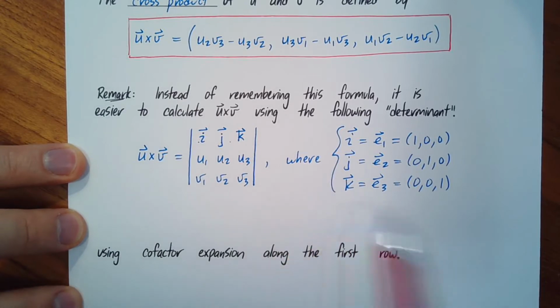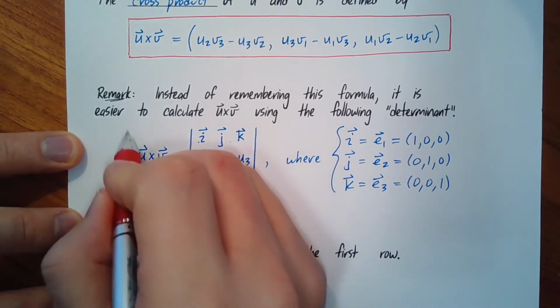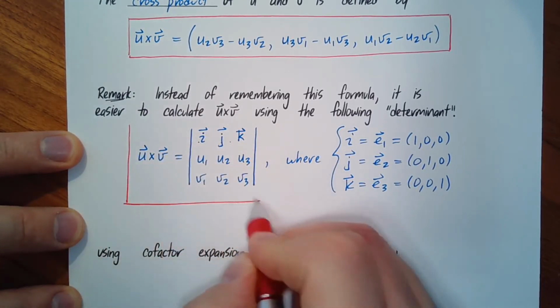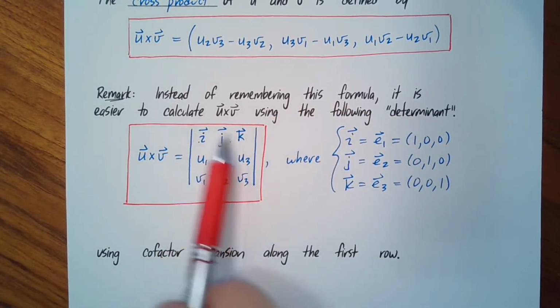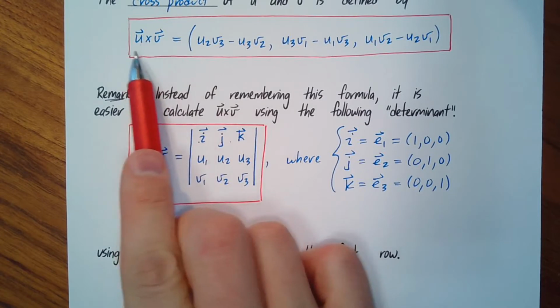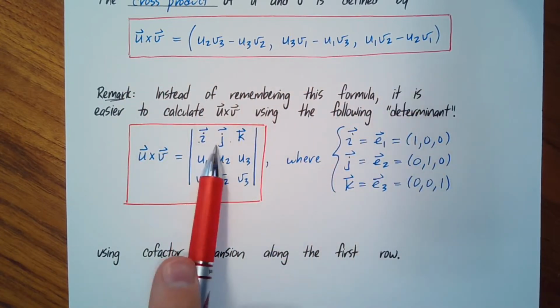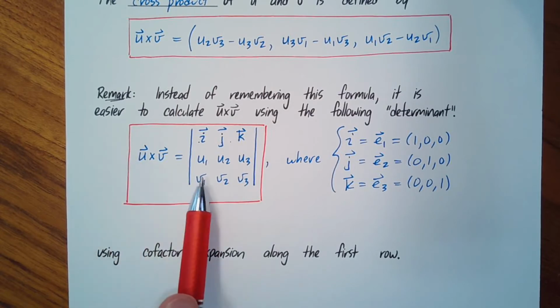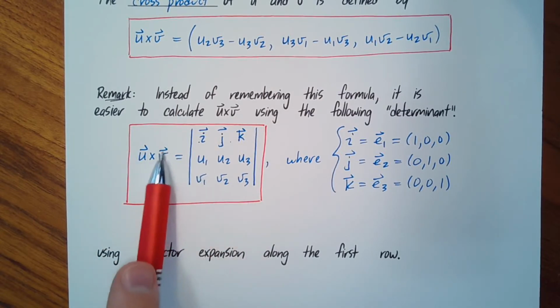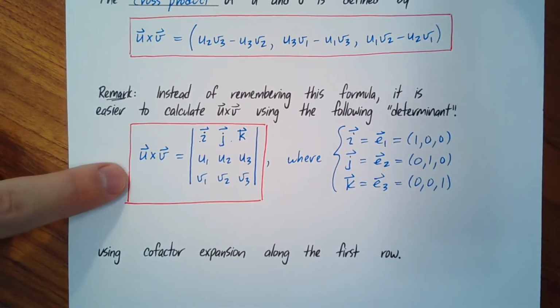i, j, and k are just the standard basis vectors in R3, but this is really what we want to put a box around. This is the important part, because now this is a lot easier to remember than all of this, right? Just put i, j, k on the top row. Second row is the coordinates of your first vector. The third row is the coordinates of your second vector. So this is a much more convenient rule to work with.